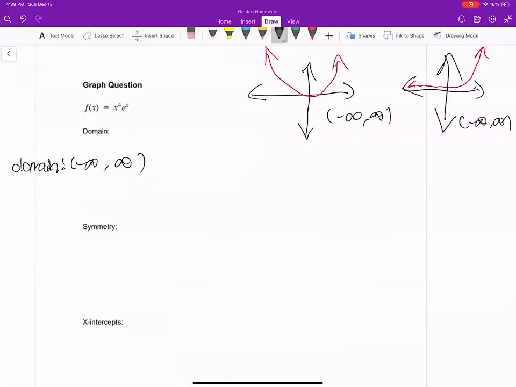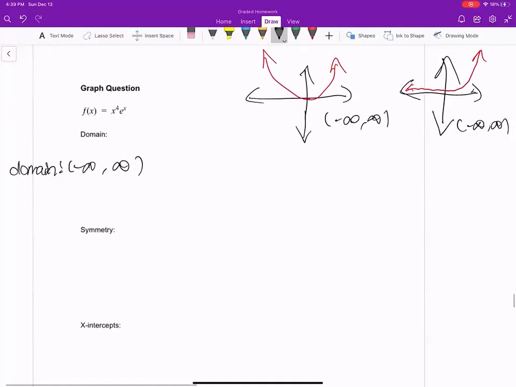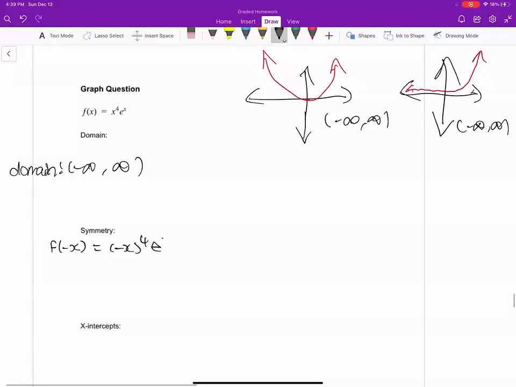Symmetry. So first, we know f of x, so let's calculate f of negative x, which is equal to negative x to the power of 4 times e to the negative x, which is x to the 4 times e to the negative x. The reason I put positive here is because it's to the power of 4. So no matter whether it's x or negative x, to the power of 4 is going to be equal to x to the 4.